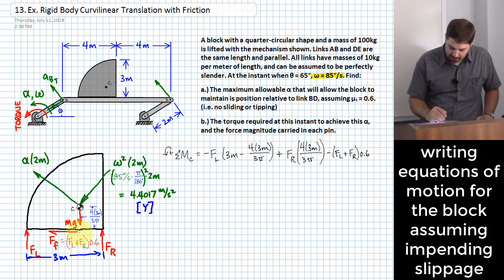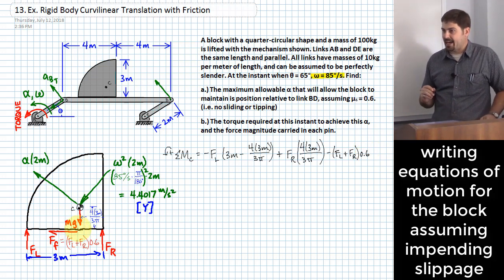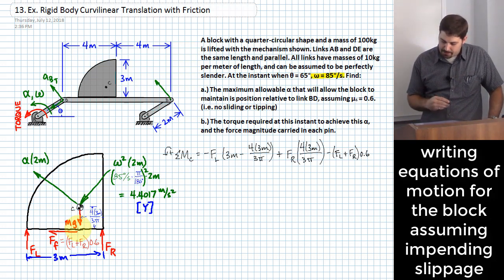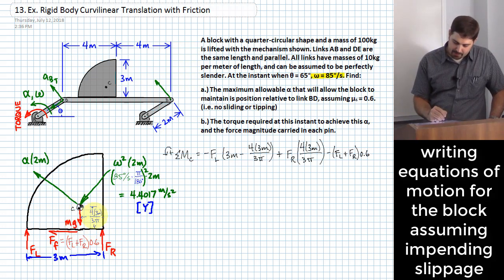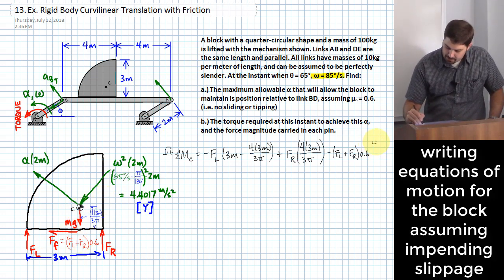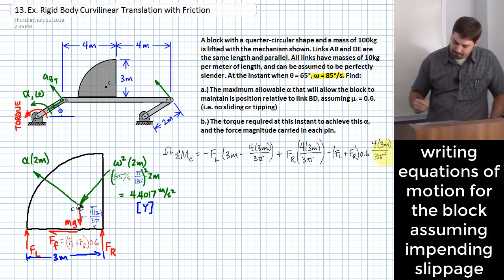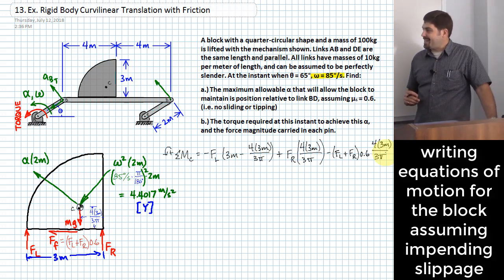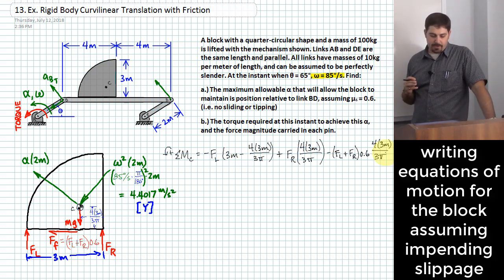I need to multiply by how far it is from where that force is acting to the CG, the point around which I'm summing moments. Because both the height from the flat down here and the distance left from the flat over here are the same, I just multiply this again by 4 times 3 meters over 3 pi. I think that takes care of all of the force values that create moments around the center of gravity. What do I set this equal to?